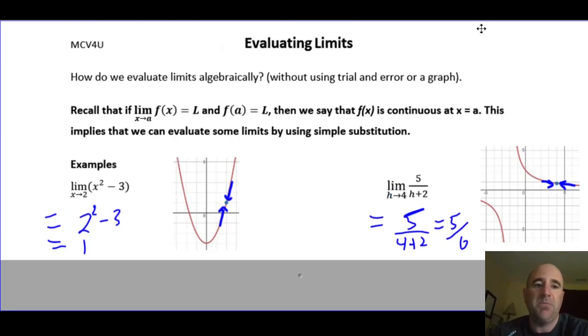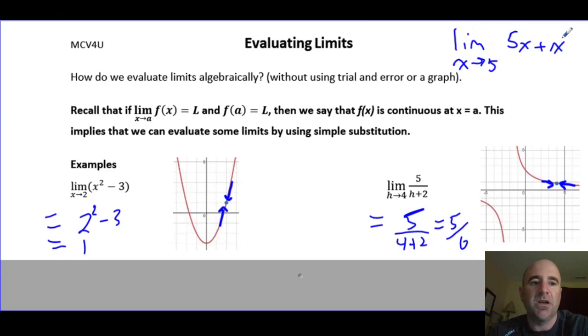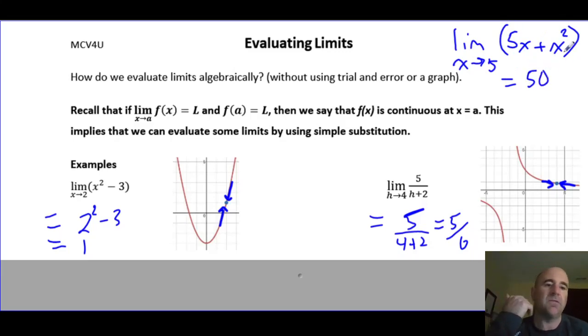Another example might be if I wanted to know the limit as x approaches 5 of 5x plus x squared. There is nothing stopping me from just plugging 5 into that, and you would get 50. And that limit is equal to 50. I don't need the graph to know that's going to work.